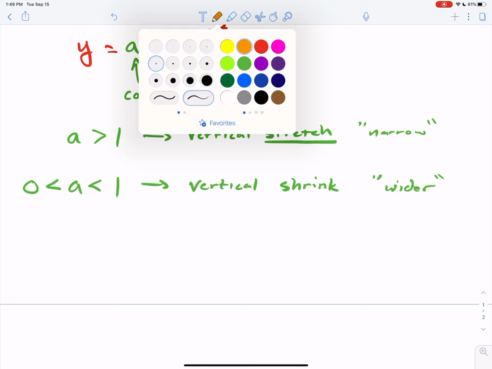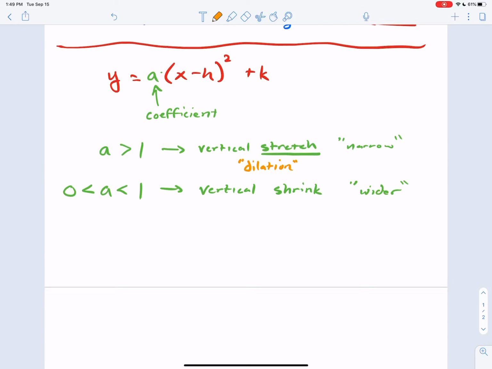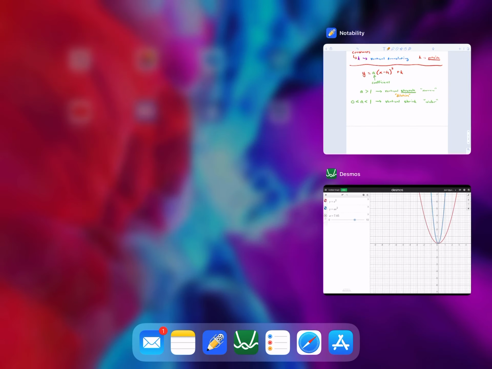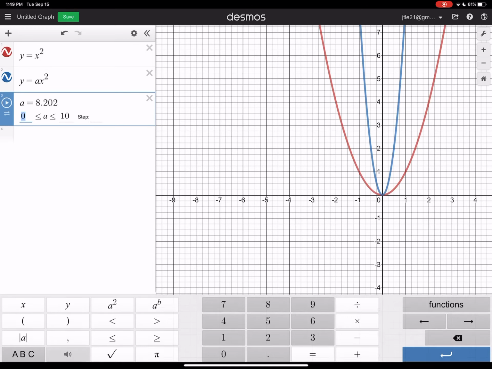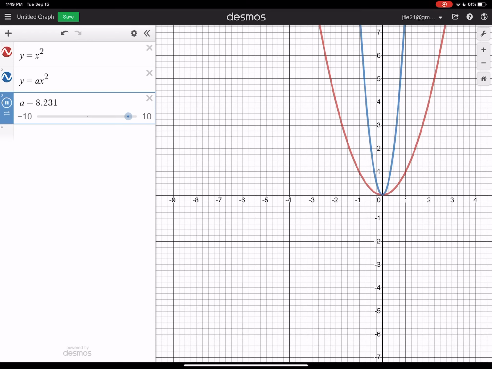If you want to get fancy, the technical term is there's a dilation. Kind of like when you get your pupils dilated. It either stretches or it shrinks. Okay, so the general term to stretch or shrink is to dilate. All right, but A does something else to your graph as well. Okay, so let's take a look at what happens when I change A to go all the way to, I don't know, negative numbers. Let's see what happens here.